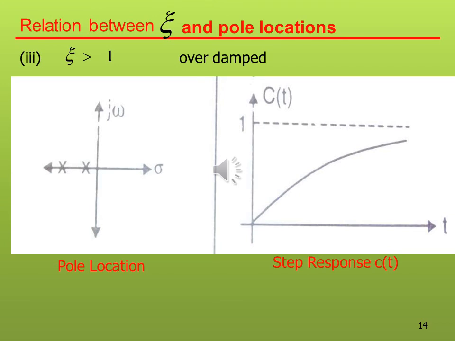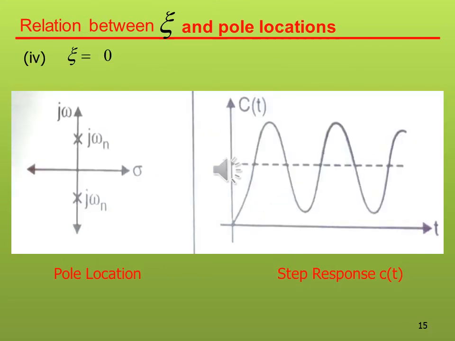Now, for zeta greater than 1, the poles are on the real axis on the negative side and they are having different values, and the step response for the overdamped system is as shown here. Now, when zeta is equal to 0, the poles will be on the imaginary axis. Okay, so they will be having no real term, such as 2j and minus 2j, like this. Okay, and they are on the imaginary axis and the step response is shown here.